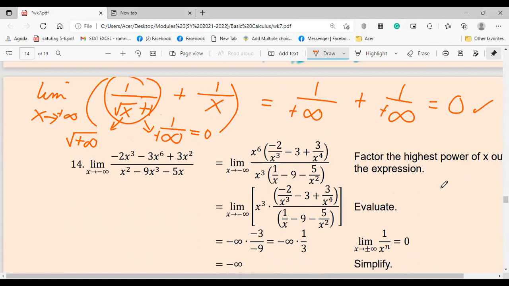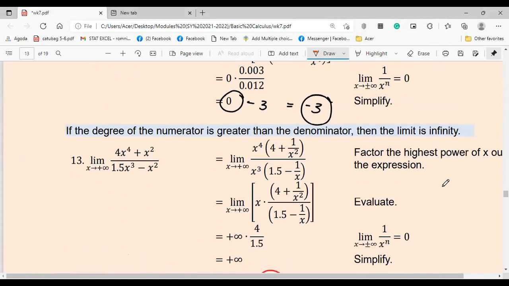Okay? We still have another rule here. Ang rule naman na ito, ang sinasabi niya, if the degree of the numerator is greater than the denominator, ito naman, interesting ito. When d is less than n, or when n is greater than d, then the limit is infinity.